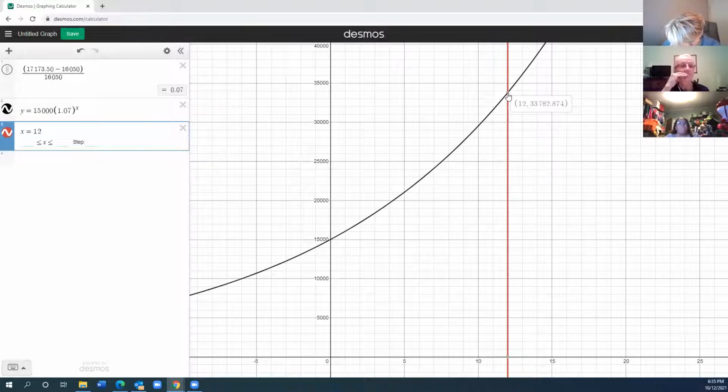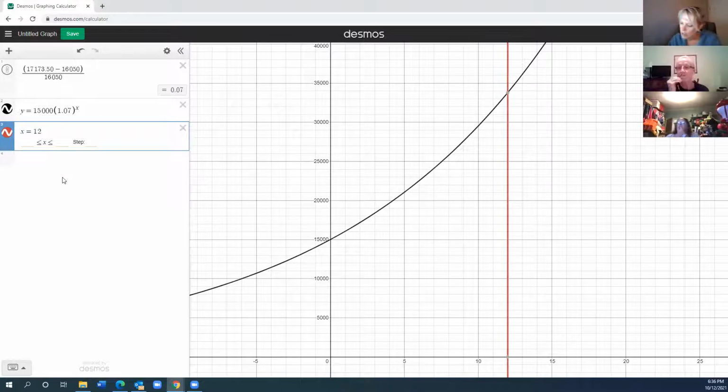there is expected to be 33,782.87 in the account. Which is awesome. I didn't know we could do the x equals thing. Oh, that's cool though.